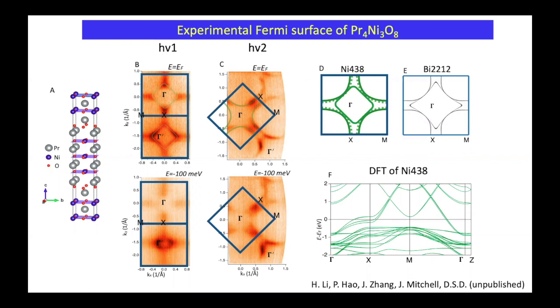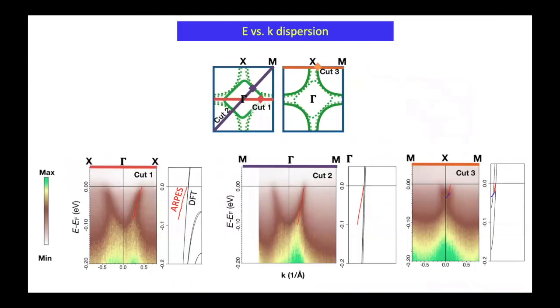And very similar to cuprates, if you like nodal and antinodal states. I can go into more detail and show you the E versus K. This is not yet published. So cut one is along here. Cut two would be like your nodal cut.